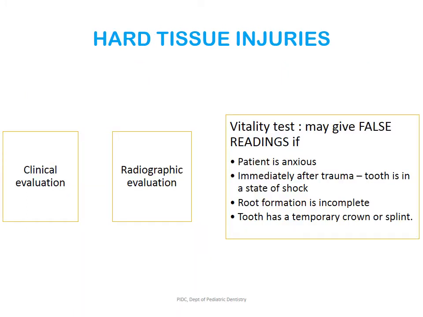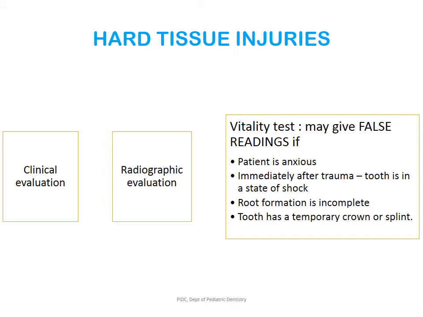So the hard tissue injuries, how do we assess? It's first by clinical evaluation, radiographic evaluation, and then vitality testing. So in clinical evaluation, we see clinically what is present in the patient; radiographs are used to assess what we see clinically, and to diagnose or come to a treatment plan, and then we do the vitality testing.